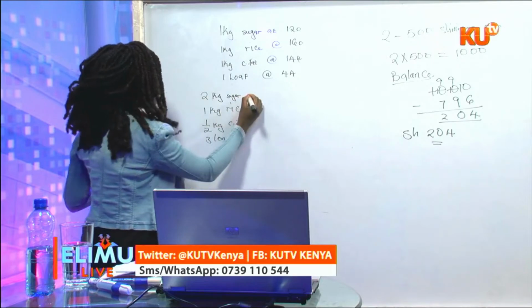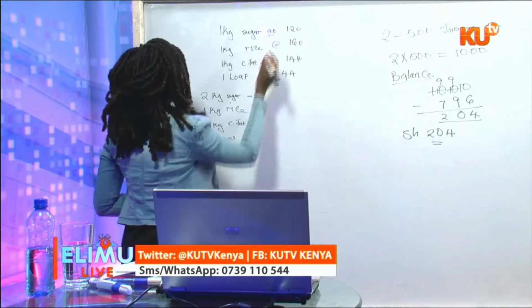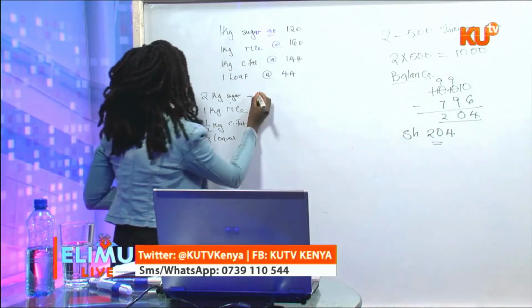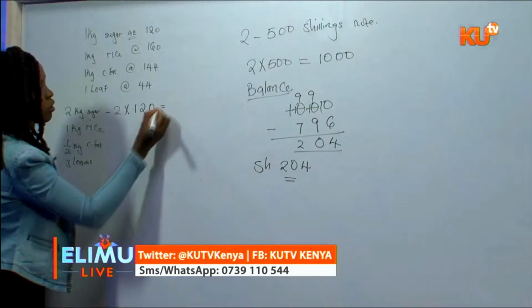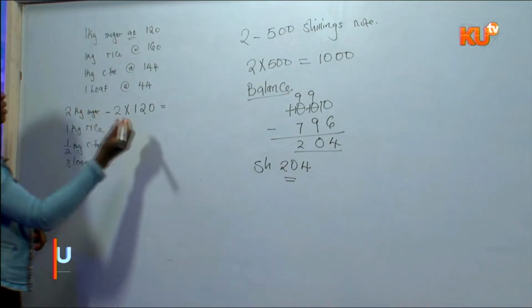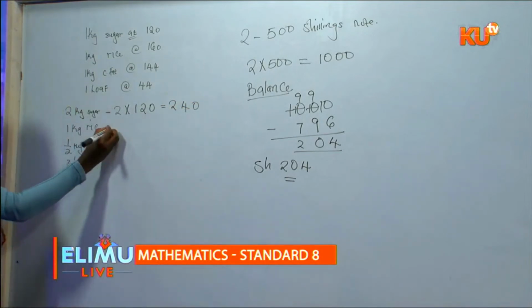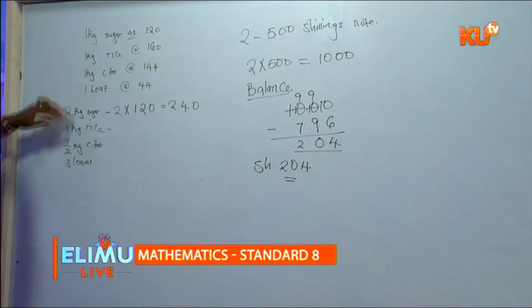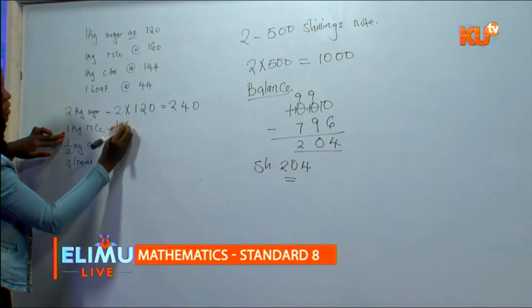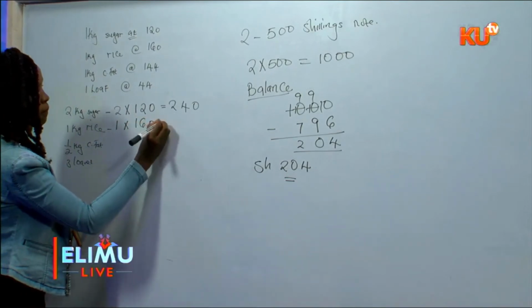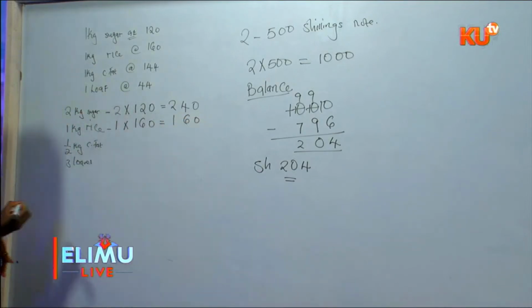If she bought 2 kgs of sugar, 1 kg costed 120. We have the price here to mean the cost of a kg. So 2 kgs of sugar times 120, that is the cost of 1 kg. 2 times 120, we get 240 shillings. Then 1 kg of rice, a kg costed 160. So the number of kgs, 1 kg times 160. 1 times 160, we get 160 shillings.